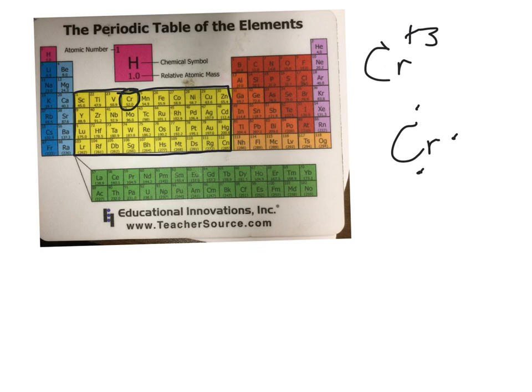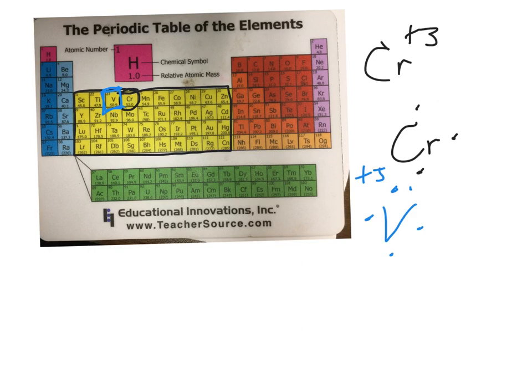Let's say we do something else like vanadium. Vanadium can be a +3, can be a +5. So let's say we do a +5. That means you have 5 dots: 1, 2, 3, 4, 5. You have 5 valence electrons. And basically, that's all you're doing. You need to find the valence electrons to know how to do the Lewis dot structure.